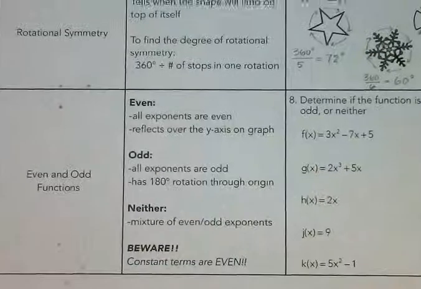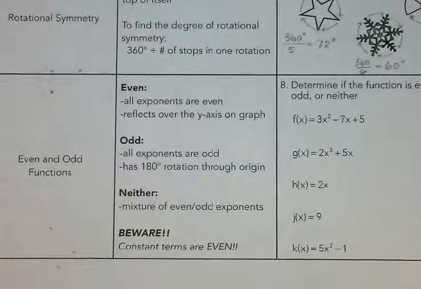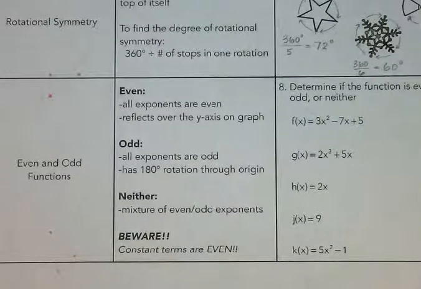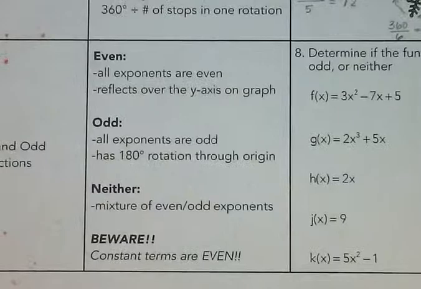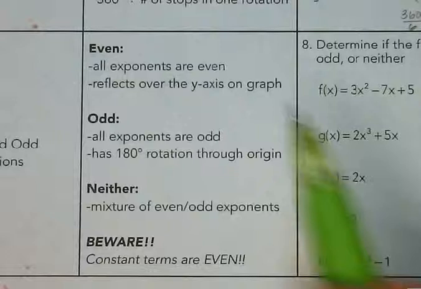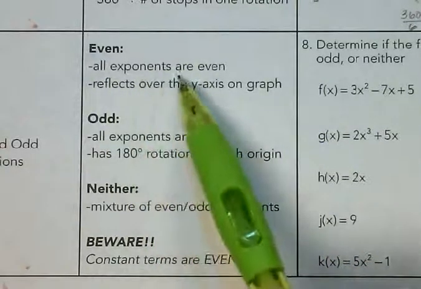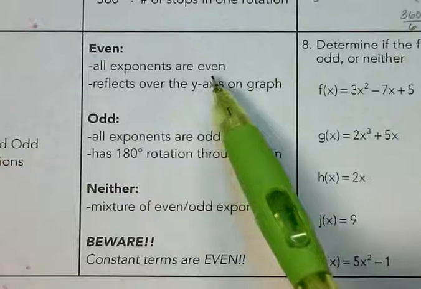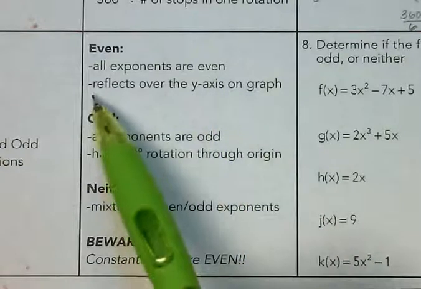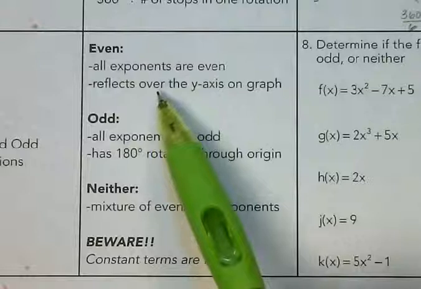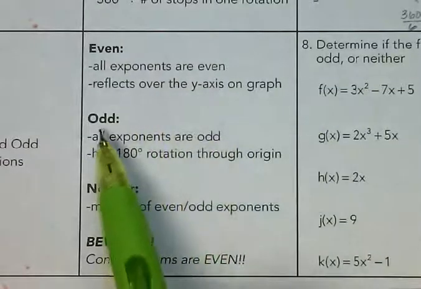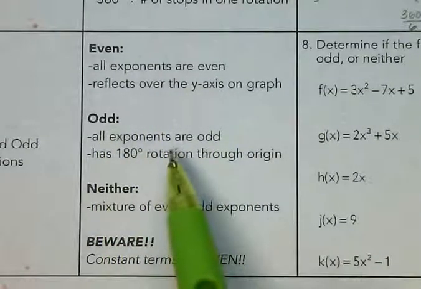That's what this is. So even and odd functions are in this unit because one of the ways to tell if it's even or odd is whether it's a reflection or a rotation. So to just zoom in a little bit on your chart here, a function is even if all the exponents are even, meaning even numbers, and it's even if you look at the graph because it will reflect over the y-axis. Okay? Functions are odd if all the exponents are odd.